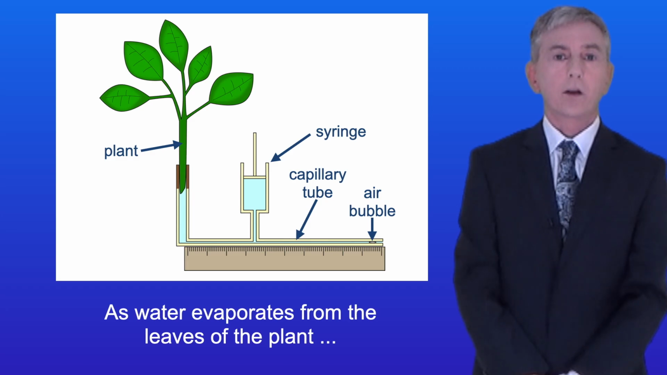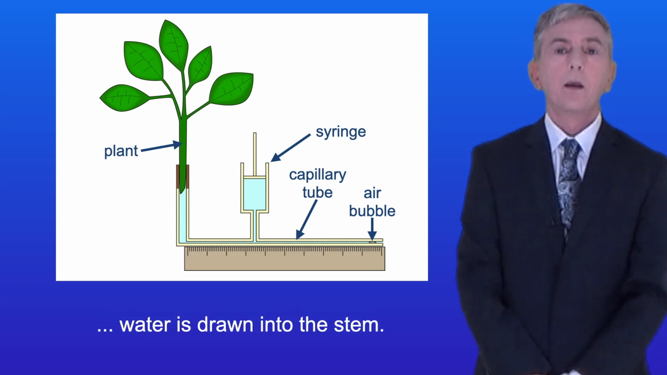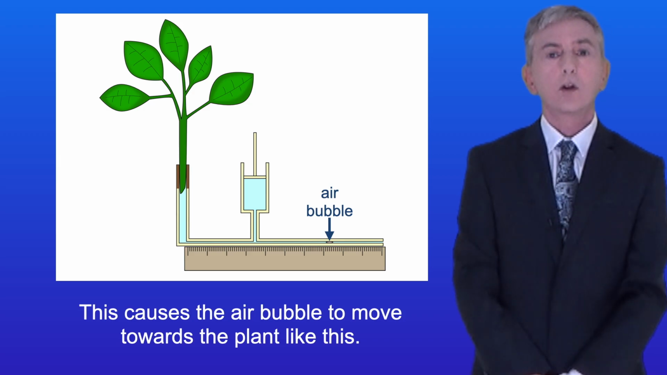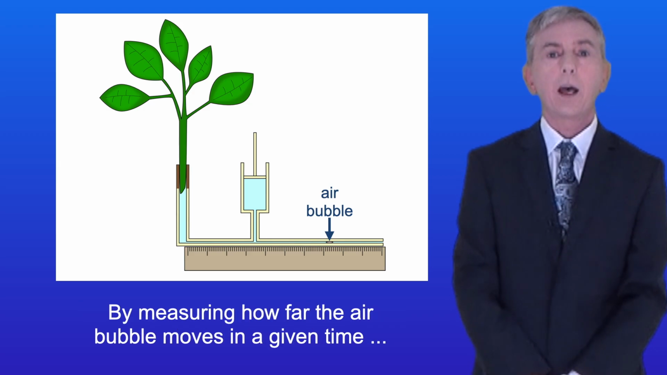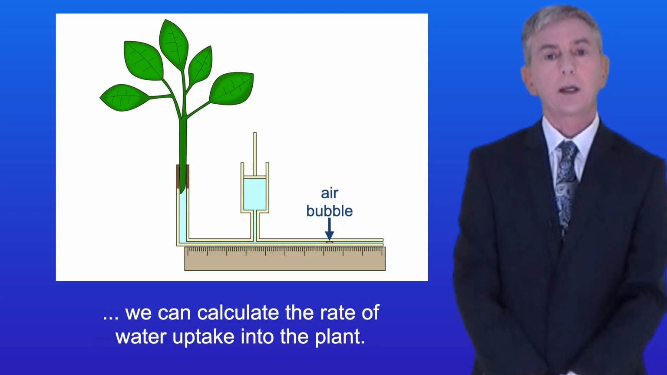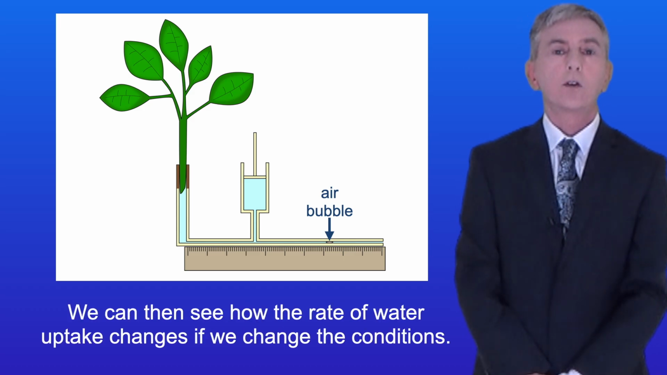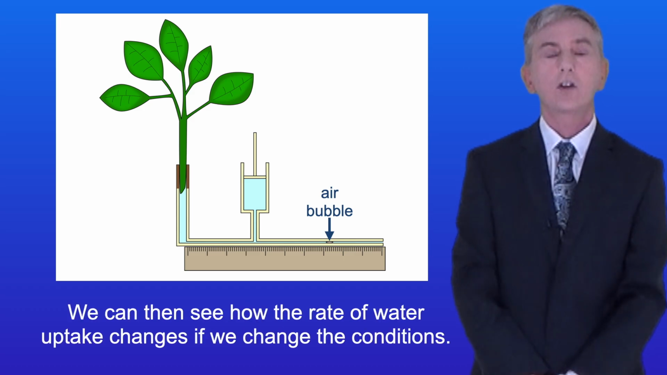As water evaporates from the leaves of the plant, water is drawn into the stem. This causes the air bubble to move towards the plant like this. By measuring how far the air bubble moves in a given time, we can calculate the rate of water uptake into the plant. We can then see how the rate of water uptake changes if we change the conditions.